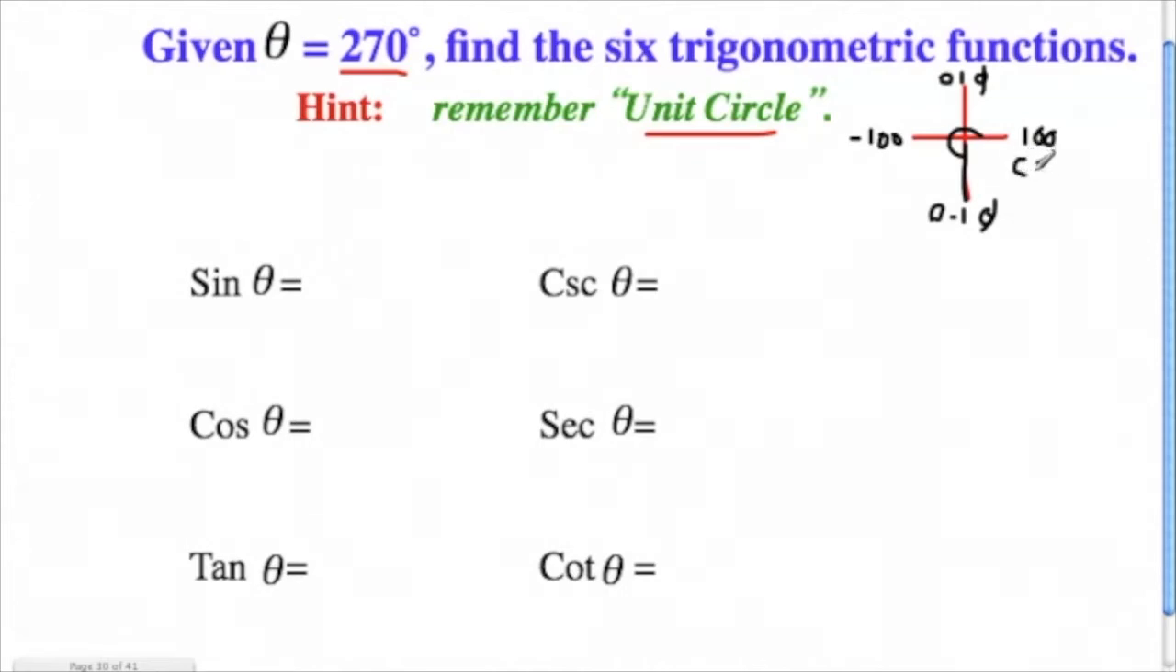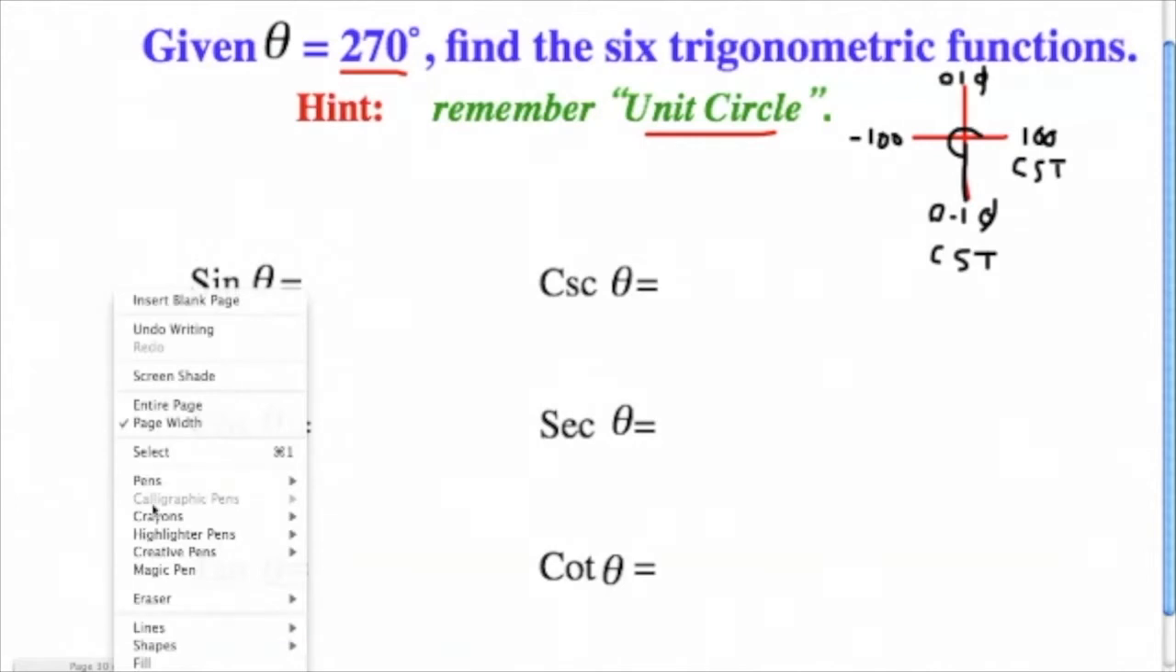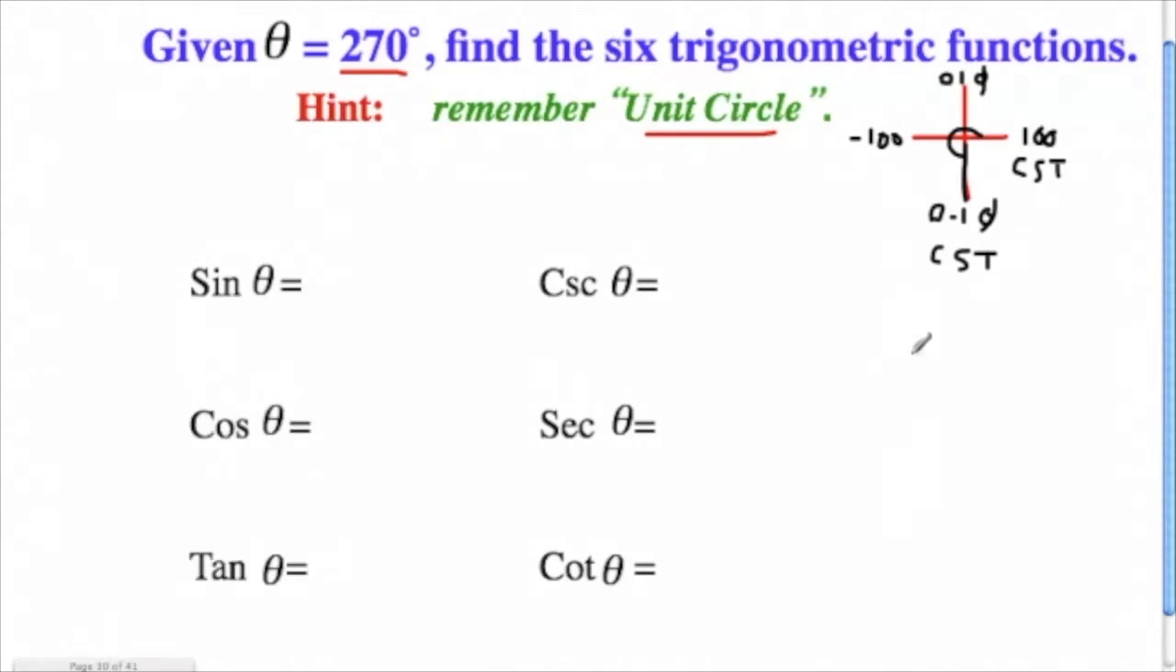C, S, T. Okay? I was going to skip down to this one because this is where my answer is. C, S, T. So I know my answer lies down in this one right here. That's where 270 is, right? So if I'm doing sine, there's the S, above the S is negative 1. So there's the answer. Now the cosecant is the flip of that, so that's 1 over negative 1, which is still negative 1. Okay?